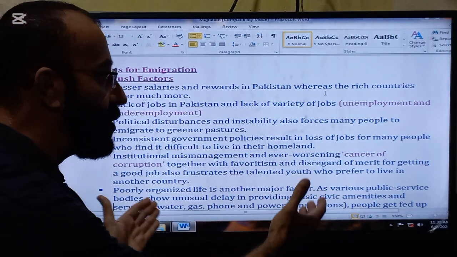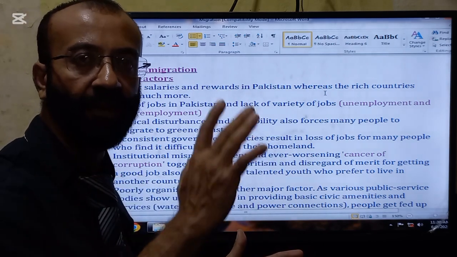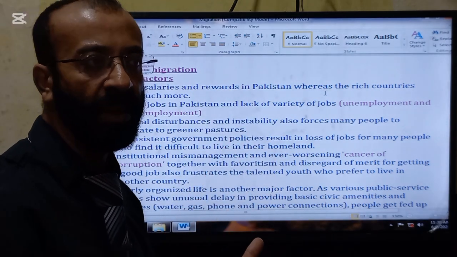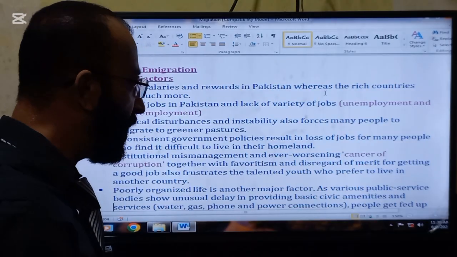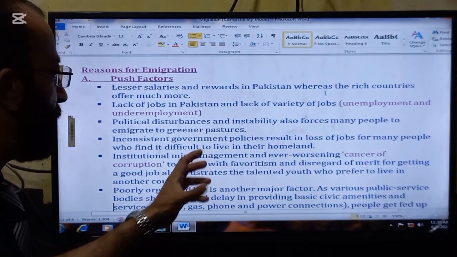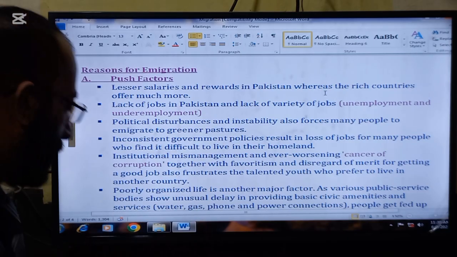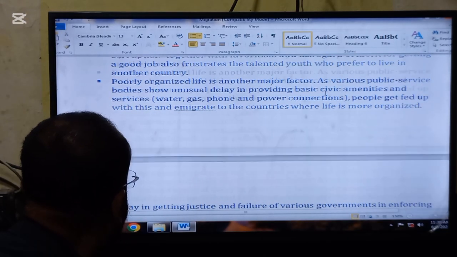So this is a very strong reason due to which youngsters are going out. There is favoritism, there is corruption, so they are not able to get jobs in good posts. So they are going out. This is a very strong reason.